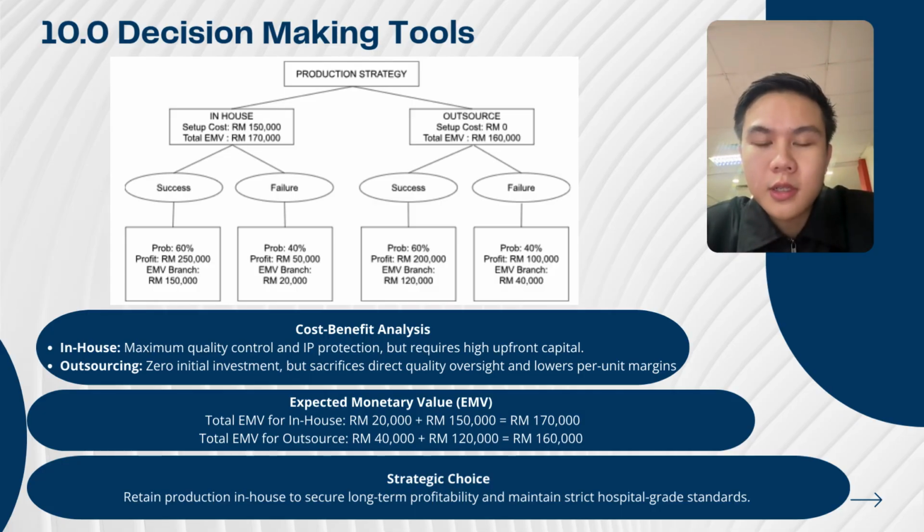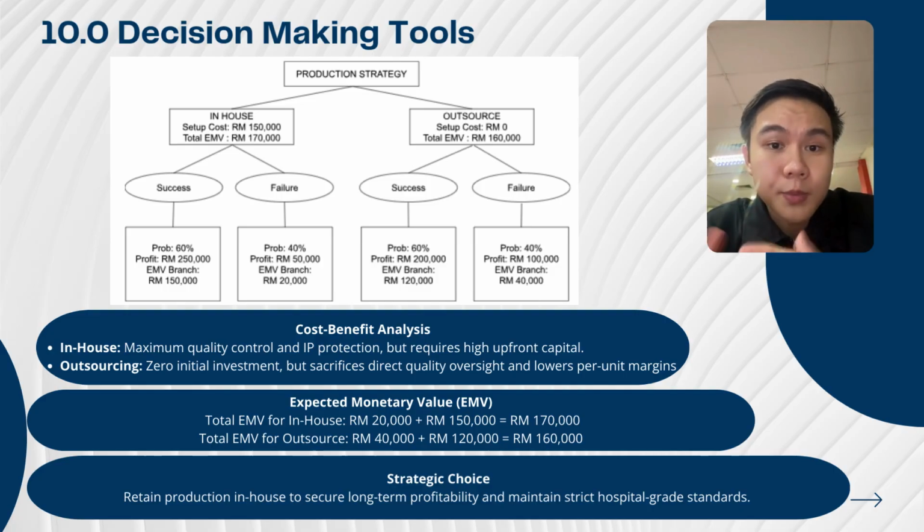For our expansion, Inotech had to make a big decision. Do we make our smart control panel ourselves, or do we buy them from an outside supplier? First, we look at the pros and cons. Buying from the supplier is nice because we don't need to spend money on new machines. But our HVAC units are for hospitals. We need perfect quality. If we buy from someone else, we lose control over that quality.